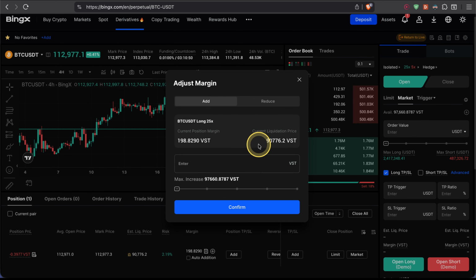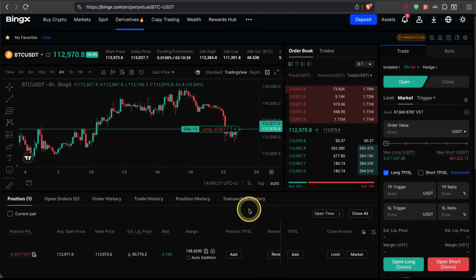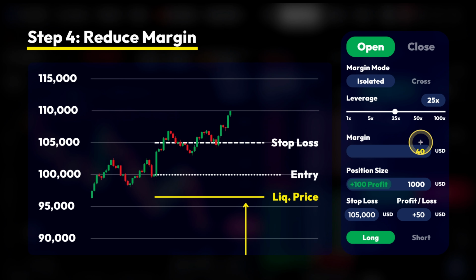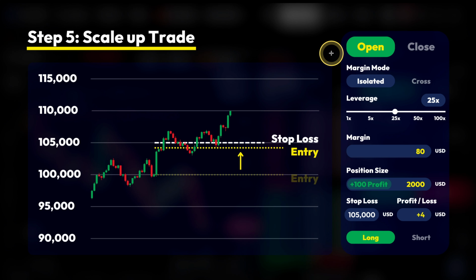So if you click on this plus right here, go to reduce, you can see we can take up to $160 out of margin. I'm just going to choose 100% in here, click on confirm, and now you will see we have decreased our margin to $40. We can now use this freed up capital, for example, to open further trades or to even further increase this trade. And that brings us to step 5, which is to scale up the trade.